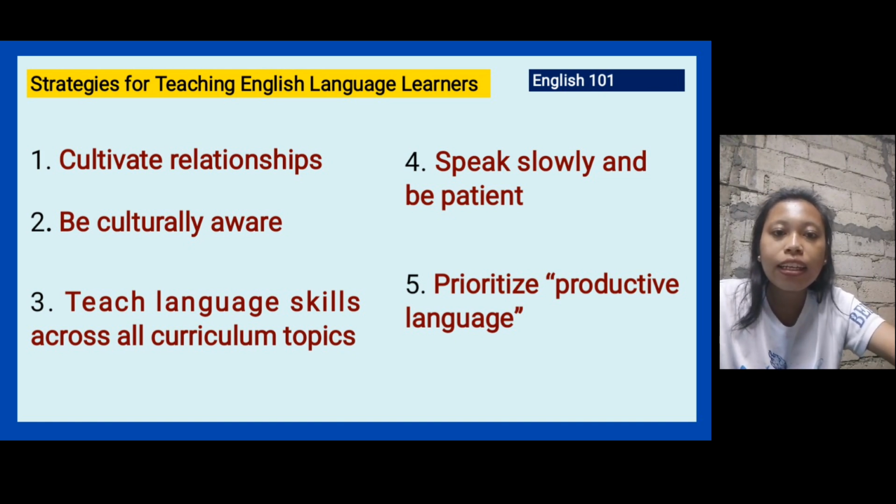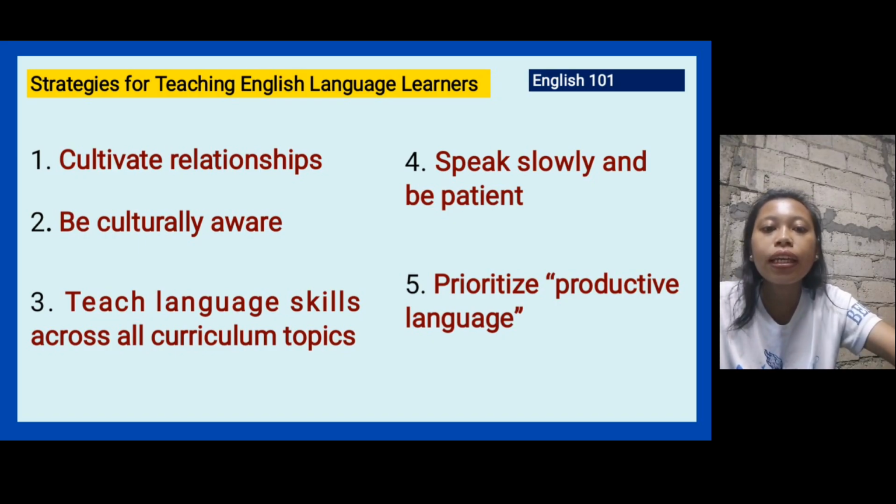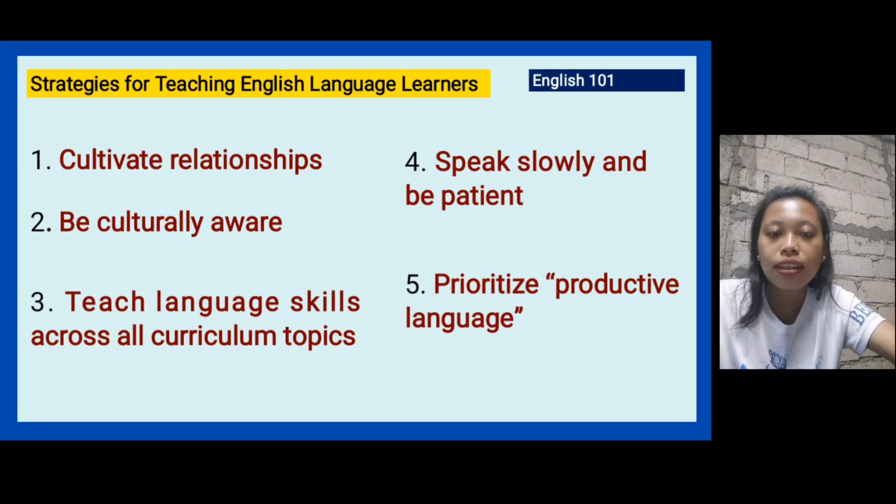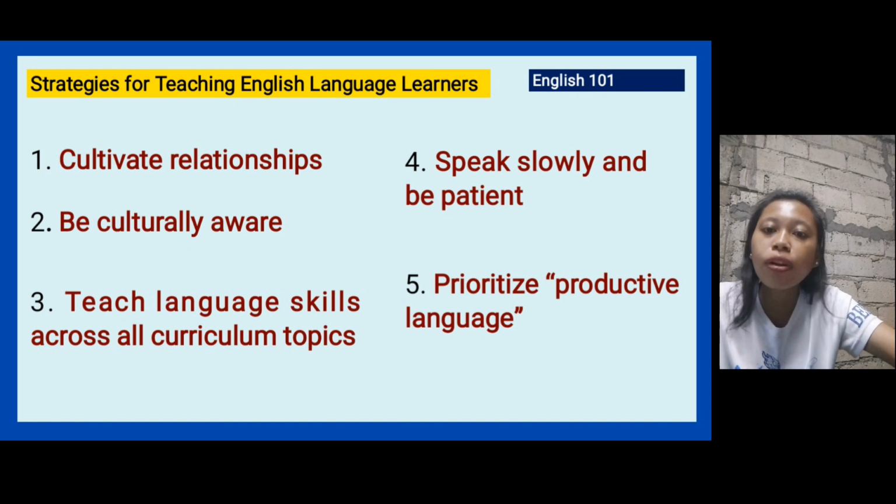Number 3, teach language skills across all curriculum topics. In here, language learning should not be limited to English class. Every subject like science, math, or history can be an opportunity to teach and practice English. This helps learners build vocabulary and confidence in using English in different contexts.